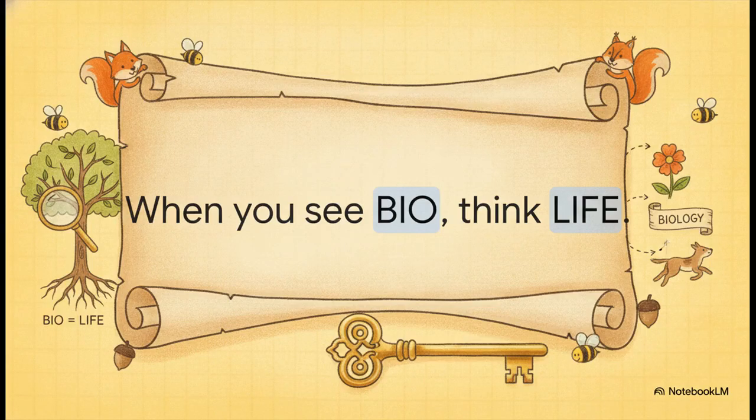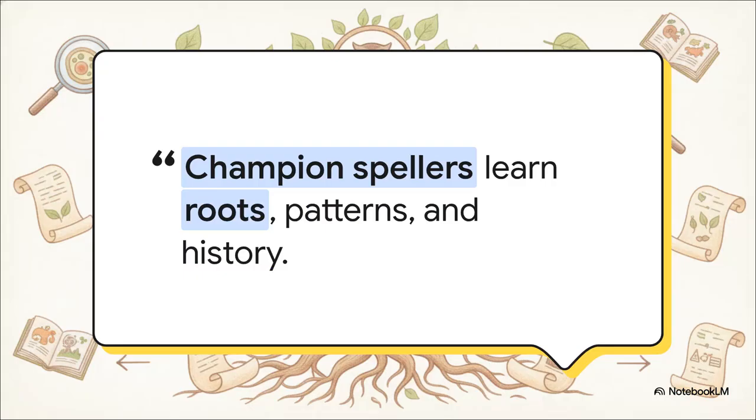Listen, if you take only one single thing away from this entire explainer today, it needs to be this exact phrase. When you see BIO, think life. That is your master key to decoding hundreds of scientific and academic words. Because here's the real secret, folks. Champion spellers do not just memorize random words. They learn roots, patterns, and language history. Once you understand the blueprint, one single root unlocks a massive family of knowledge. So, armed with this master key, are you ready to start decoding the rest of the dictionary?